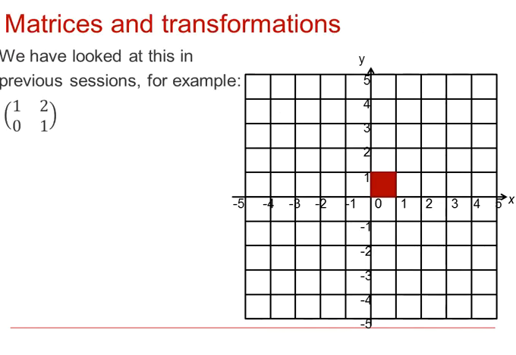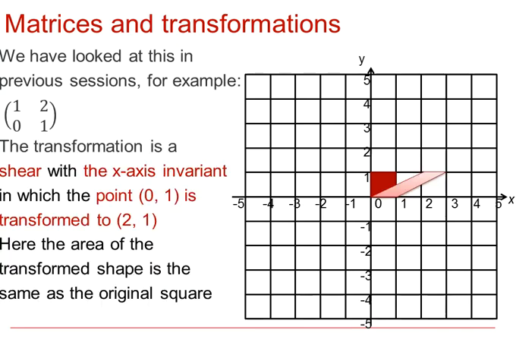Looking at matrices and transformations, we have seen this example in previous sessions where we start with the unit square and multiply by this matrix. Multiplying by the matrix (1, 0; 2, 1) results in a shear of the unit square with the x-axis invariant. You can see that the point (0, 1) is transformed to the point (2, 1). Here the area of the transformed shape is the same as the original square. Remembering that the area of a parallelogram is base times perpendicular height, you can check this for yourselves.